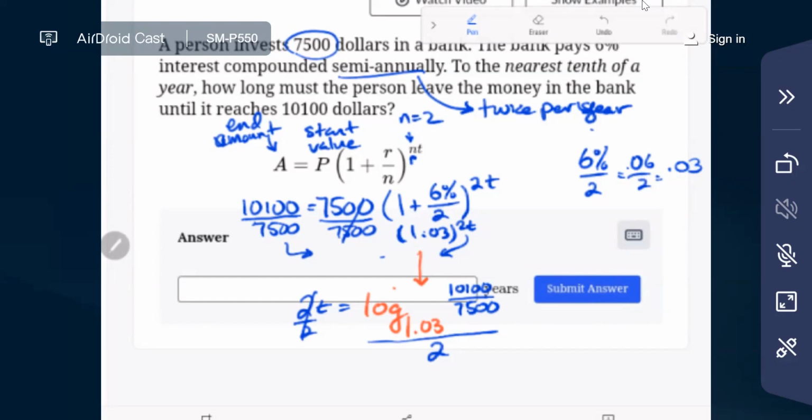And the whole thing divided by 2. All right, and I put it in my calculator. When I'm looking at my calculator, it looks just like what's on the paper there. And I find out that that is equal to 5.03. And so the answer to that would be about 5 years.